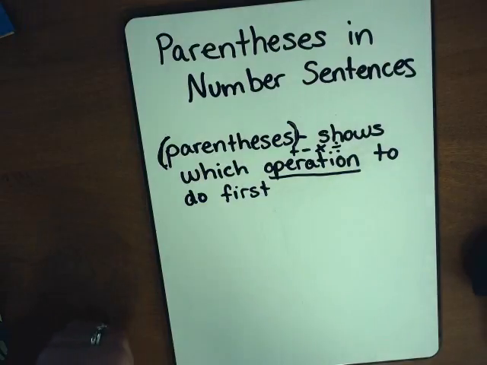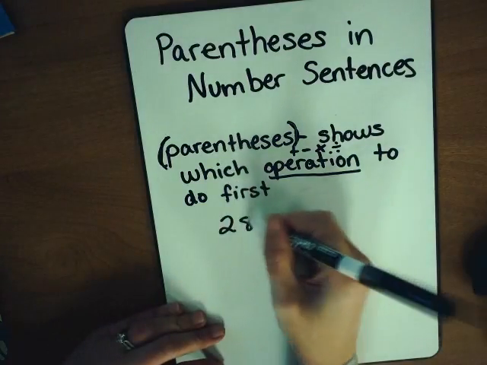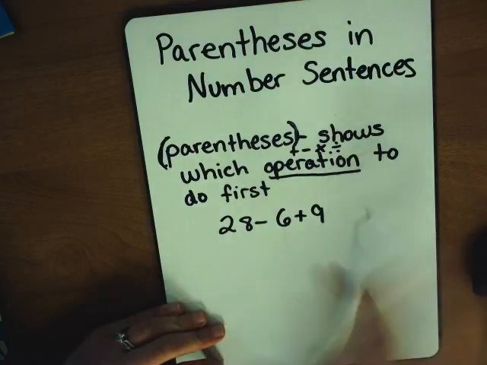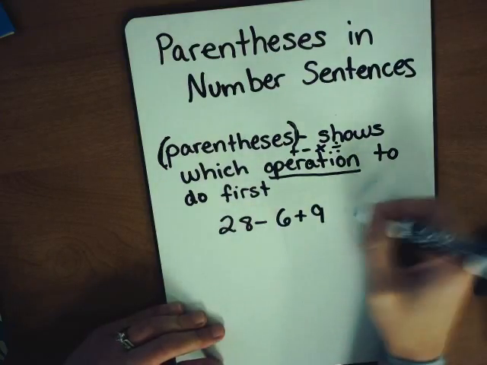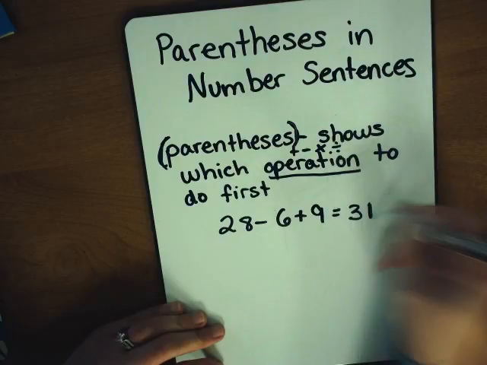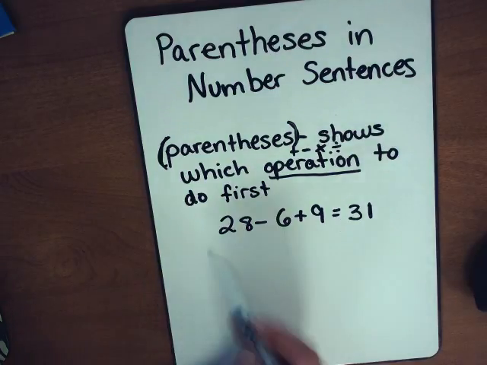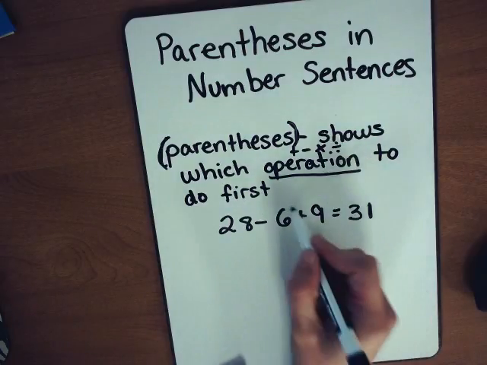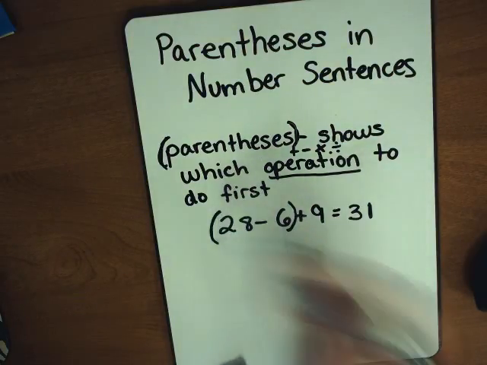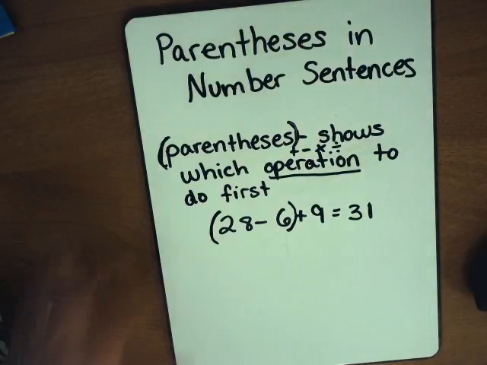So just like in our math message problem that we started with, it's important to insert parentheses when you have more than one operation going on to tell which one to do first. So we take a look at this problem, 28 minus 6 plus 9 equals 31. We have to do a certain operation first in order for that answer to truly be 31, for this number sentence to be true. So when I do 28 minus 6, if I put parentheses here, then this number sentence is true. So go ahead and write that number sentence down below with me. And put those parentheses in as well.